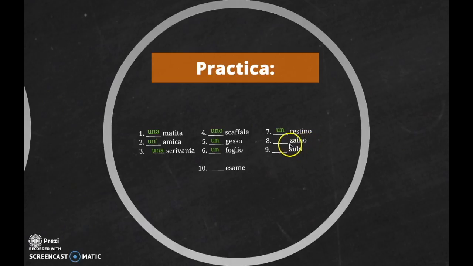Zaino ends in an O, but starts with a Z. Based on our rule, we know that that's going to be uno zaino. Aula is a feminine word that starts with a vowel. We use un with an apostrophe. And esame ends in E, but we know that it's a masculine word, so we say un.